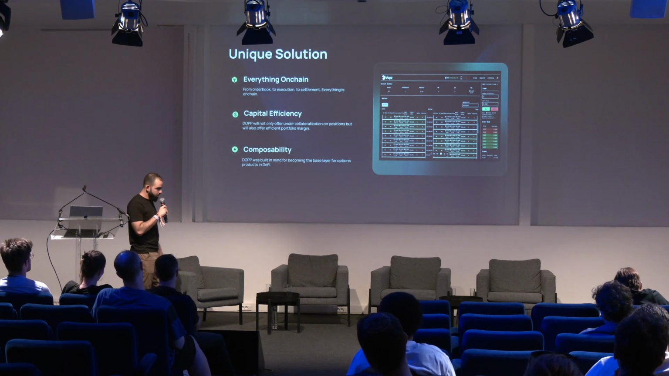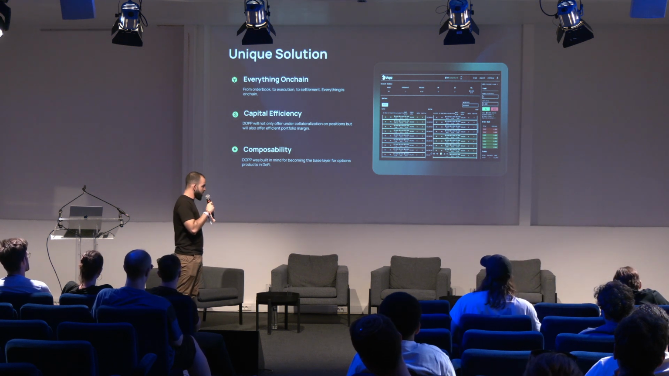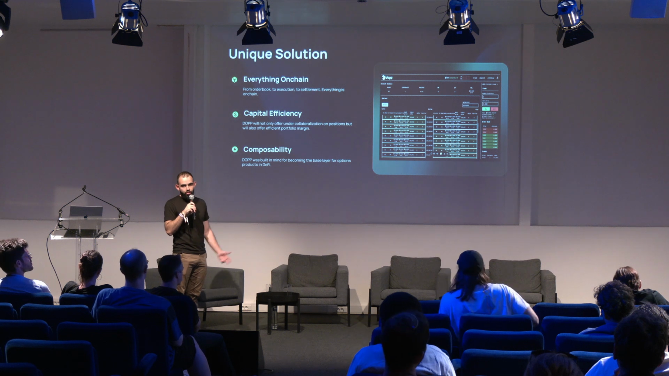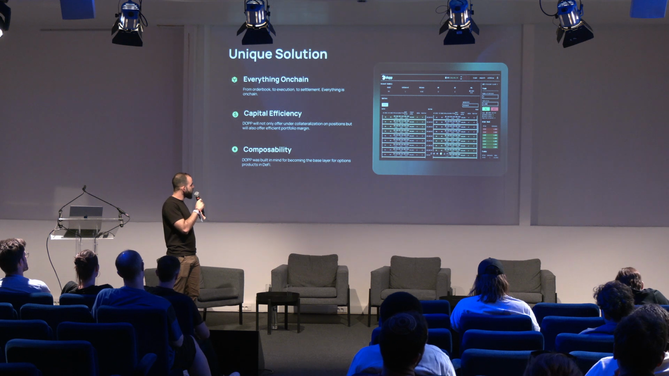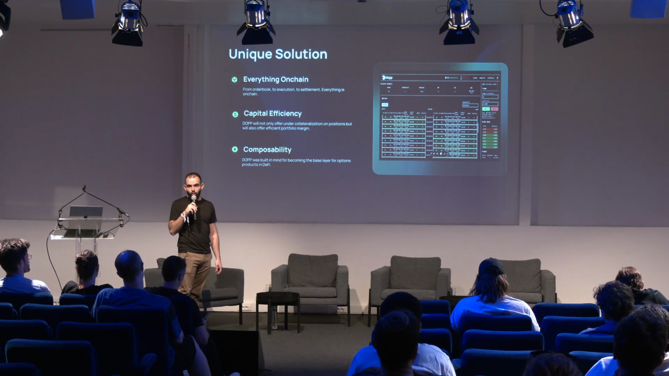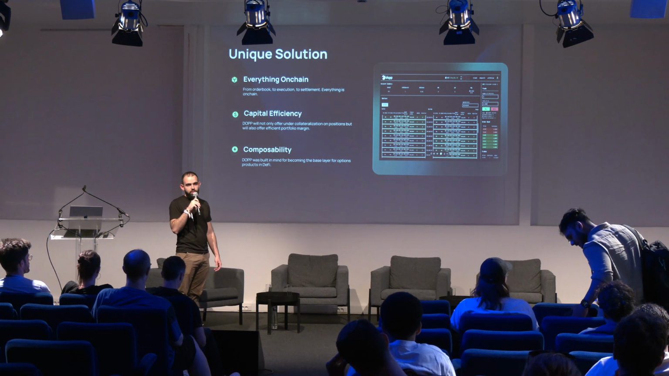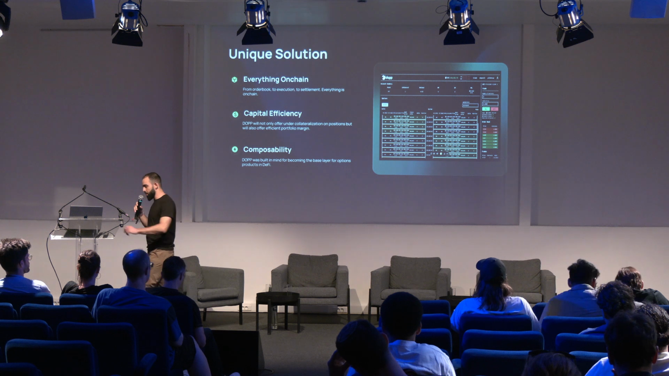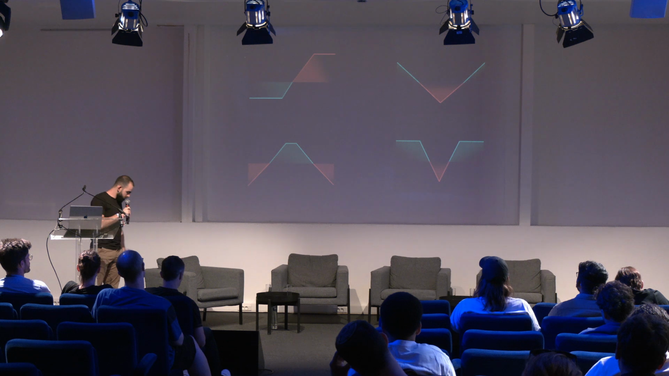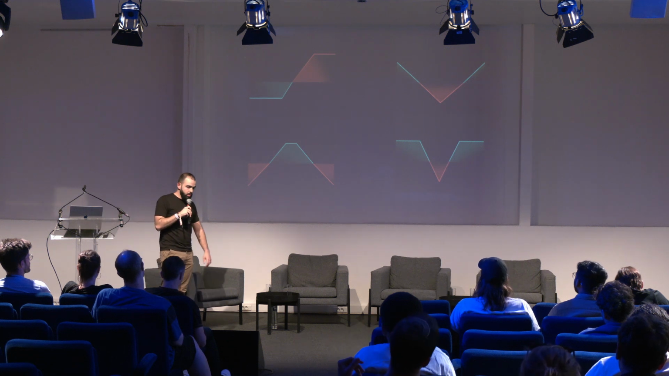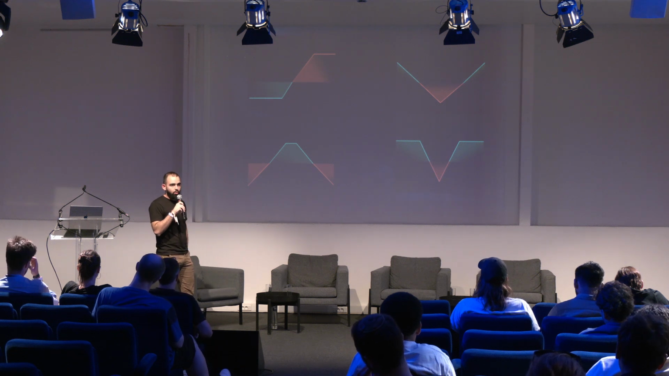For composability, as I said, options are basically just standard contracts. So we need this standard also in the DeFi space, and that's what we are trying to build. We are building this first layer of liquidity, this standard layer of options. And under the hood, they are just ERC-20s with some metadata, like the option type, maturity date, and the strike price.